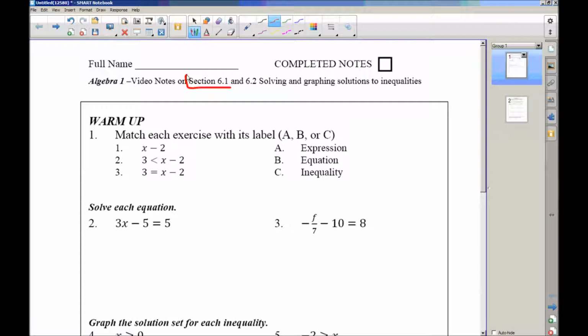Today we are covering section 6.1 and 6.2, solving and graphing solutions to inequalities. So hopefully you should find this mostly review. If not, you'll want to come in and see me if you're having some trouble with it.